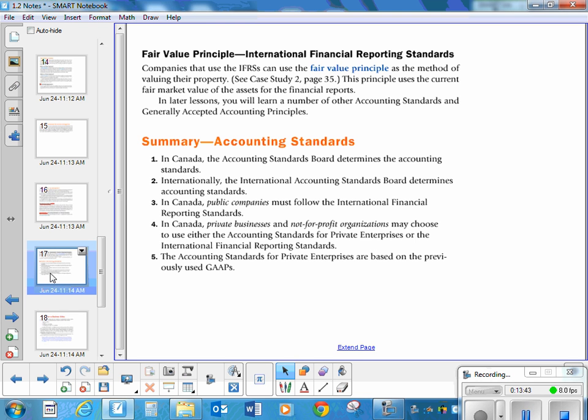Fair value principle. Companies that use the IFRS can use the fair value principle as a method of valuing their property. This principle uses the current fair market value of the assets for the financial reports. We'll talk a little bit about that in a bit as well. Okay, so here's a summary of basic accounting standards. We don't get into great detail in Accounting 10 with these, but you should know what they are and which kind of companies use them.